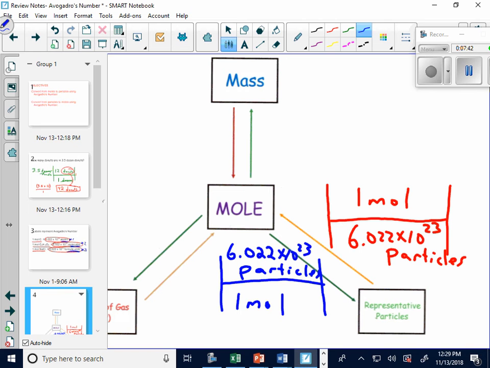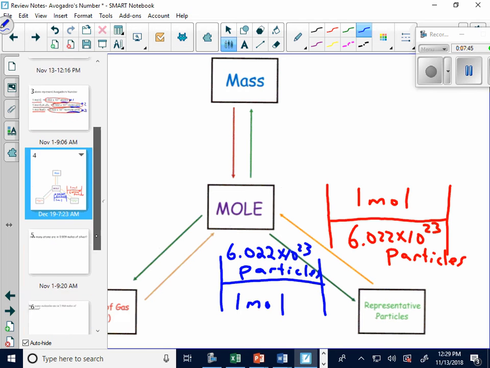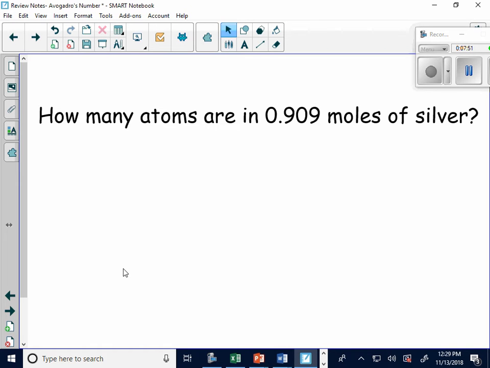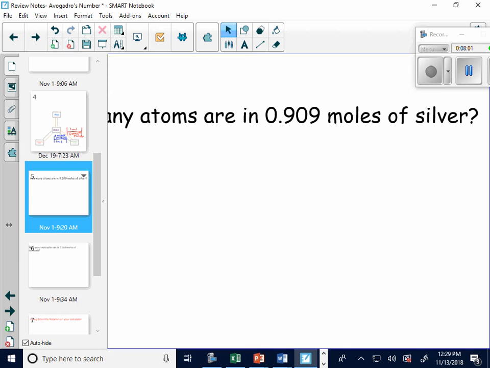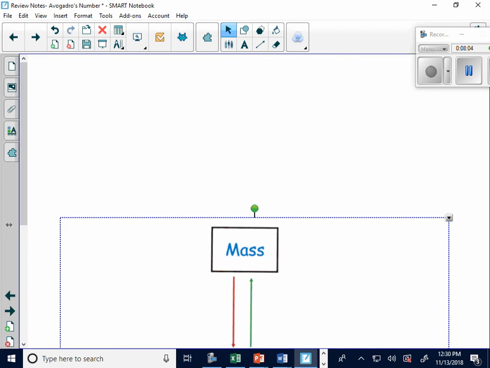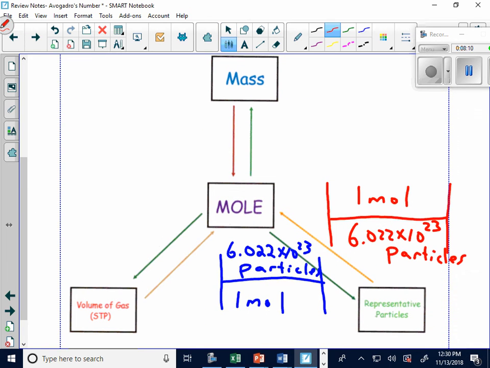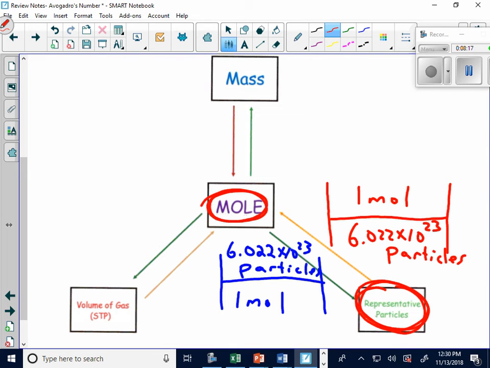So, when I do my very first example, I read, how many atoms are in 0.909 moles of silver? Well, as I go back to my flux capacitor, I have moles of silver, right? So I'm starting right here with the moles, and I want to go to atoms. So I'm going to follow that green arrow. My conversion is going to be Avogadro's number of particles over 1 mole.